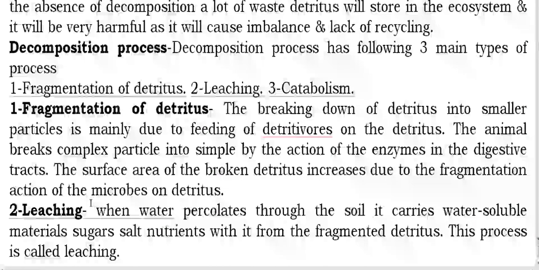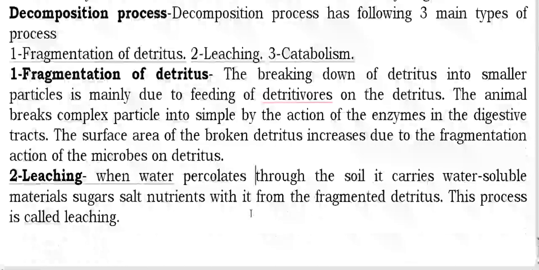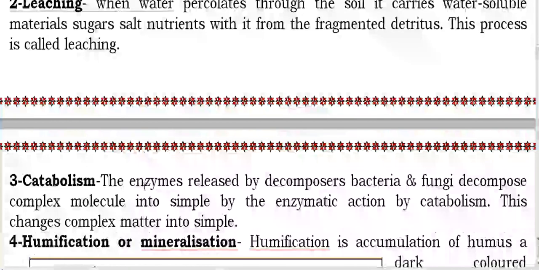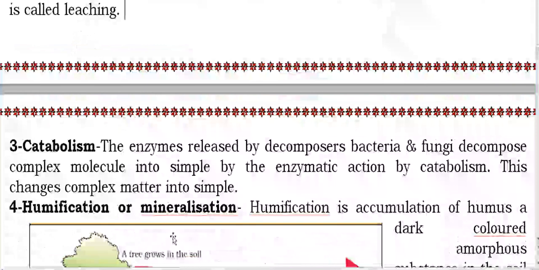Then is the leaching. When water percolates through the soil, it carries water soluble salts with it into the lower soil, and they get deposited there. It is known as leaching. Then is the catabolism. The enzymes released by decomposer bacteria and fungi decompose complex molecules into simple ones. It is known as catabolism.